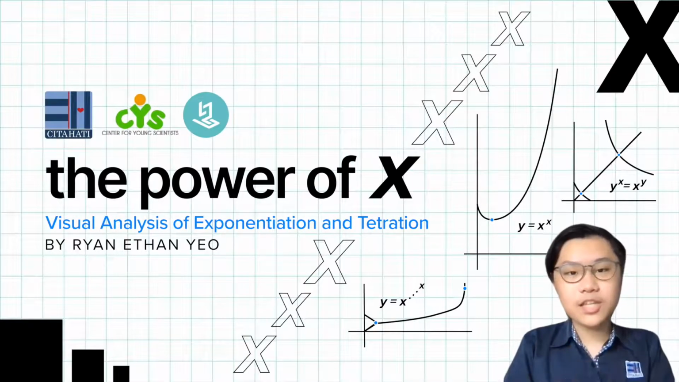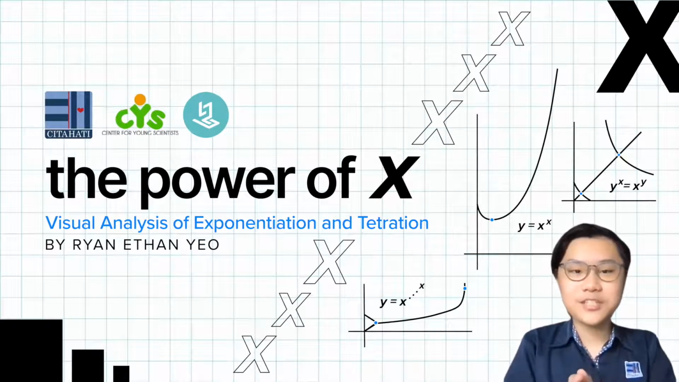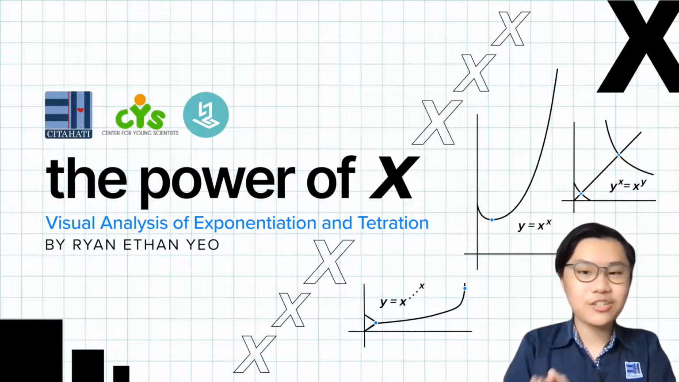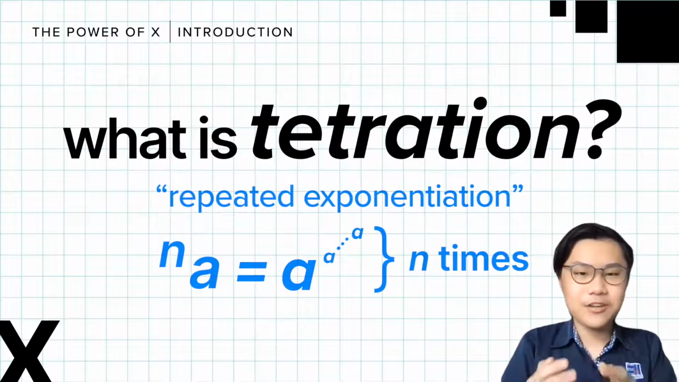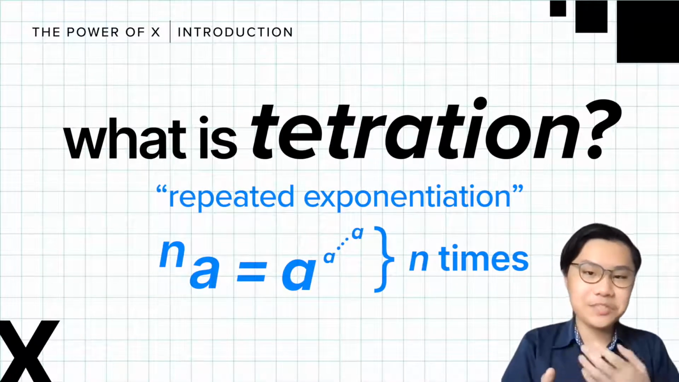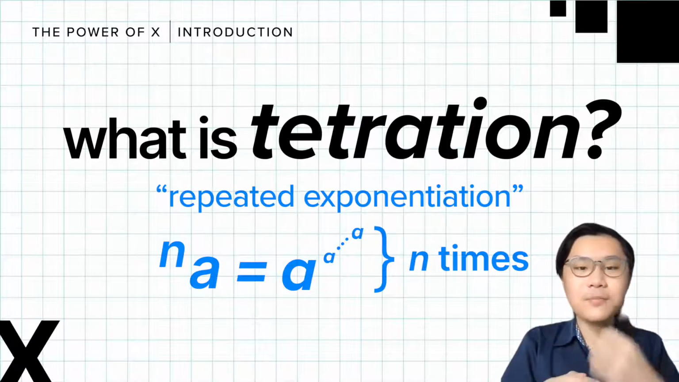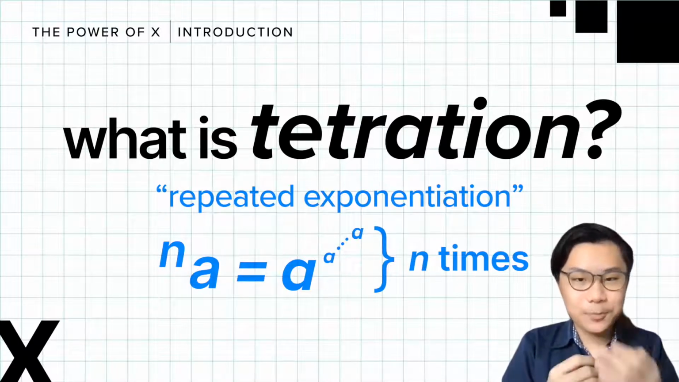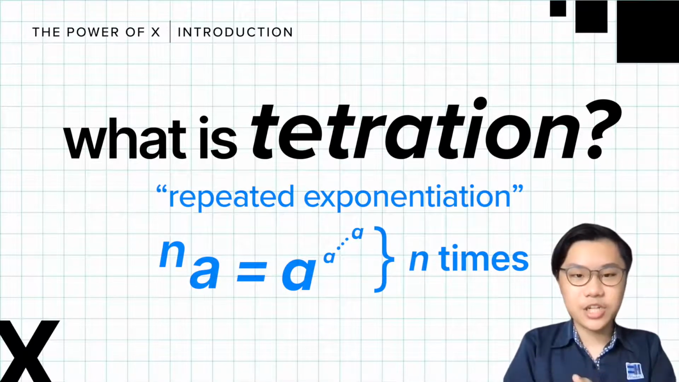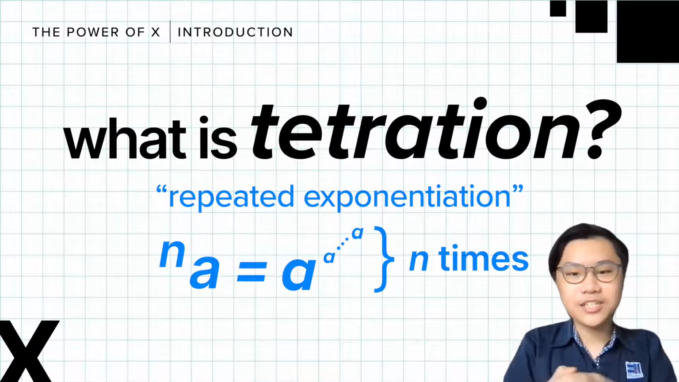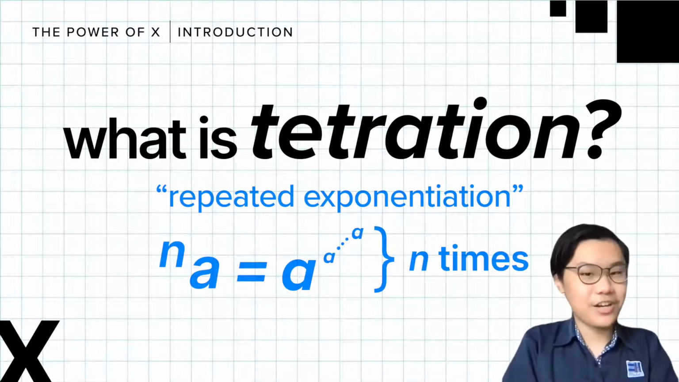My name is Ryan Itanio from Chitadi West, and my research is the power of x, visual analysis of exponentiation and tetration. So first, what is tetration? I know exponents, but what is this? Well, fundamentally, tetration is just repeating or stacking exponentiation. It's like how multiplication is just repeated addition. Ever thought of it that way?